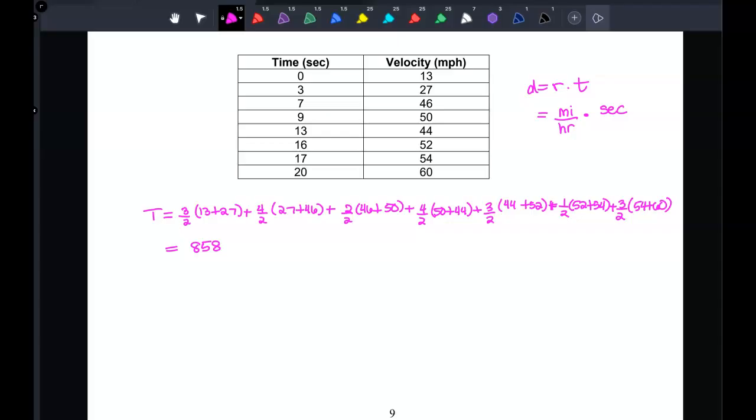So remember what we did yesterday? We converted this. We divided by 3600. Okay, so the total distance is going to be 858 divided by 3600, which gives us 0.238 miles. If I want to change that to feet, we can multiply it by 5,280. It's fine if we leave it.